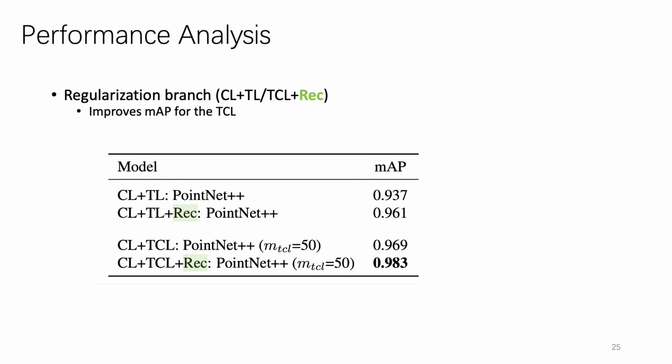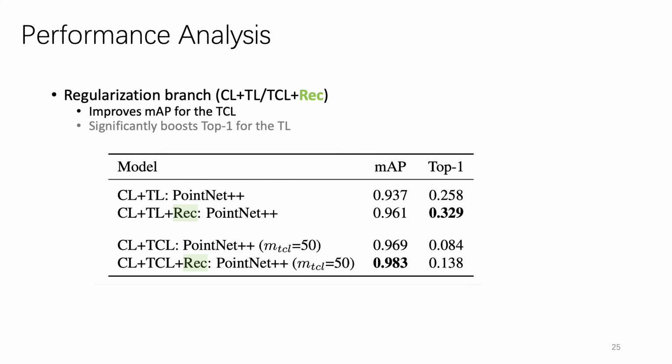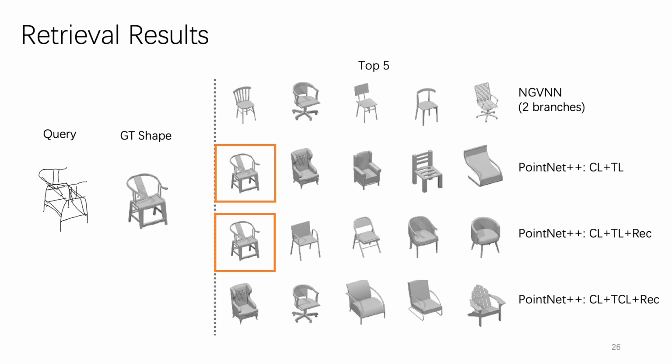We further show that adding the regularization branch leads to superior performance over all the considered baselines. The reconstruction branch improves the MAP values for the triplet center loss, while the MAP values for triplet loss are similar with and without the reconstruction branch. Both result in top performance. In top-1 scores, the reconstruction branch significantly boosts the performance of the triplet loss, resulting in the top performance on the human dataset. Here we provide some visualizations of retrieval results for four main baselines on our collected dataset of human VR sketches.